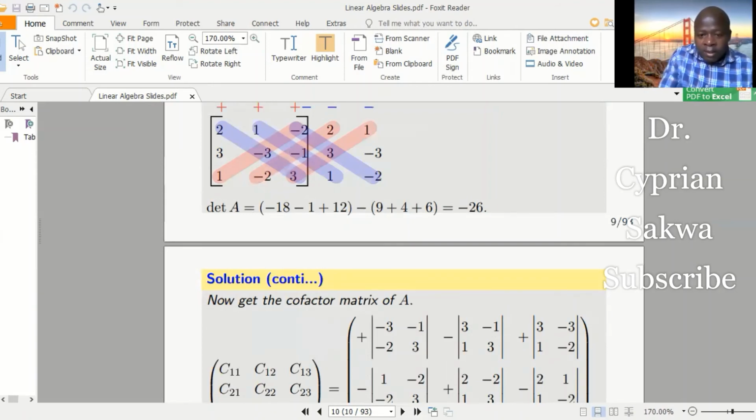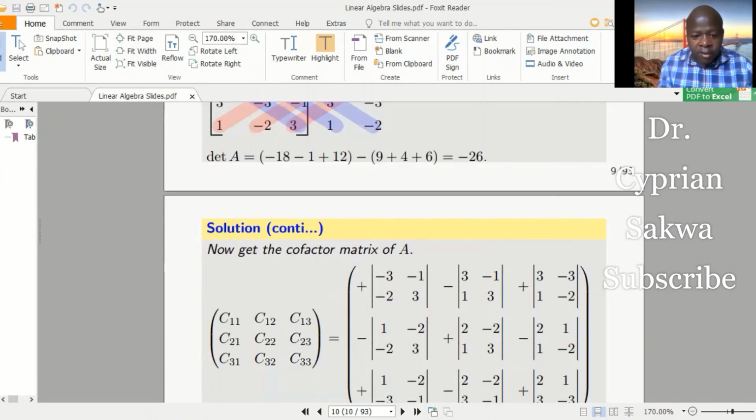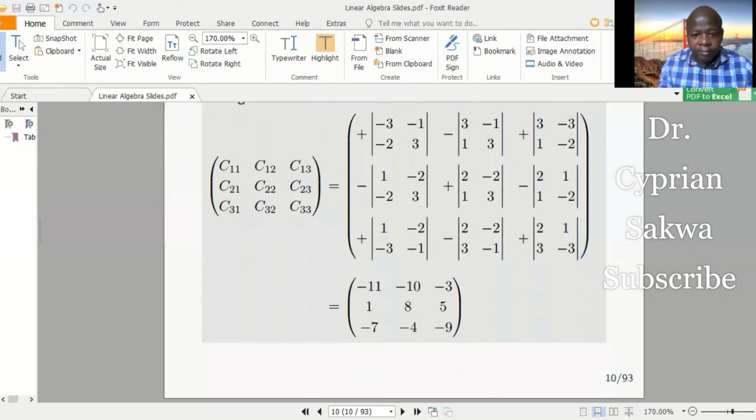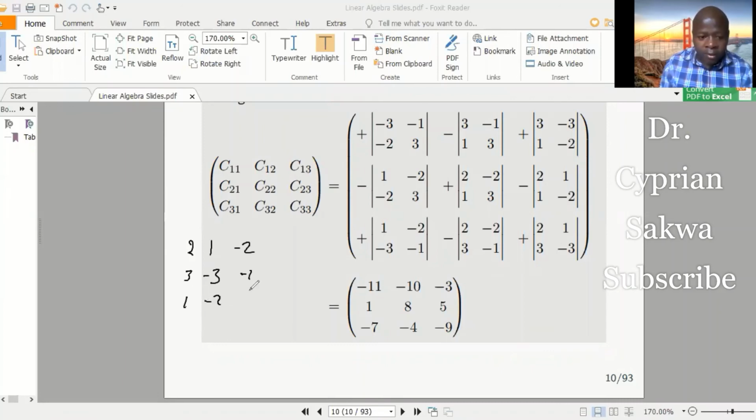So let me write it somewhere now so that we use it to find the cofactor matrix. Let me write the matrix so that as we refer to it, it becomes easy. So the matrix is 2, 1, negative 2, and 3, negative 3, negative 1, and then 1, negative 2, 3. This is the matrix. So we want to get the cofactor matrix.